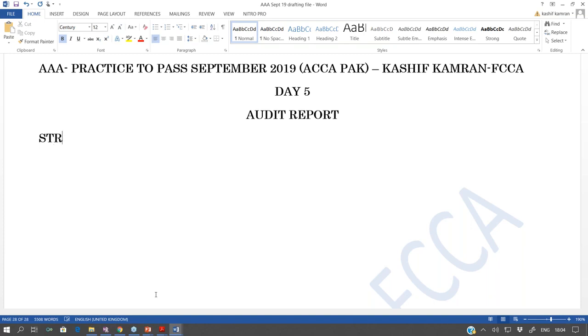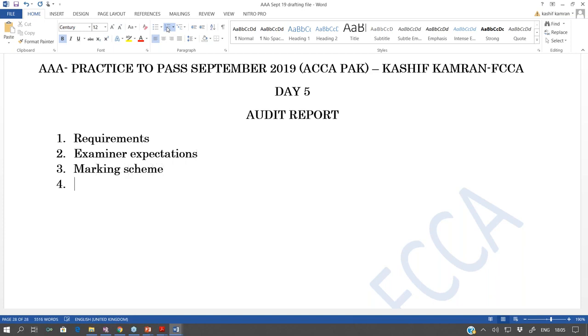Okay, now let's start understanding first the requirements which come on the question on reporting. Then again, the same thing: what are examiner expectations from this topic? Then the marking scheme, and then finally moving down towards drilling an exam paper so that you know how to write a good answer. Now, keeping these four things in mind over the next 3 hours, let's first start with the requirements.